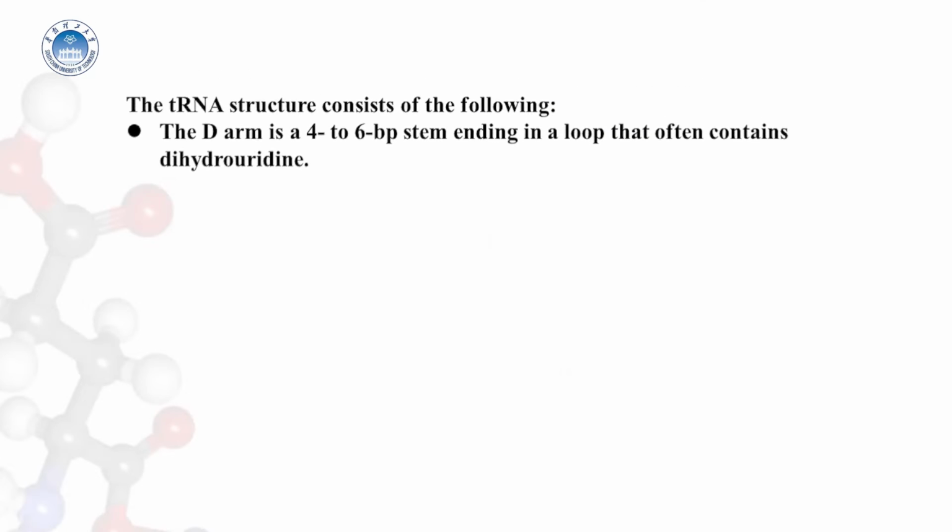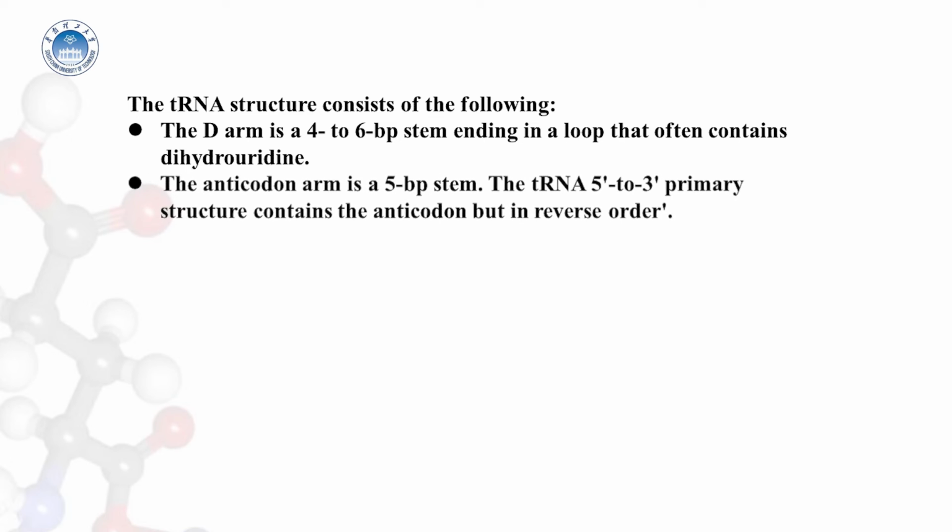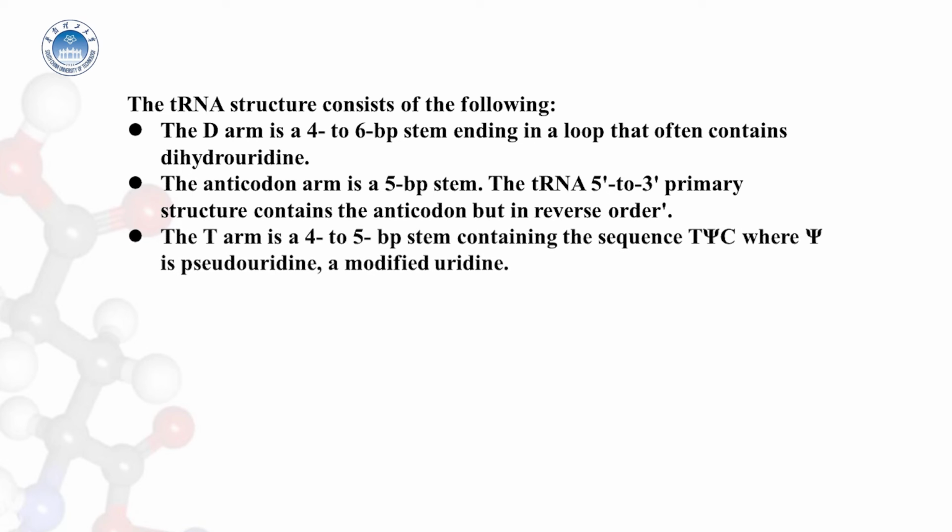The D-arm is a 4 to 6 base pair stem ending in a loop that often contains dihydrouridine. The anticodon arm is a 5 base pair stem. The tRNA 5' to 3' structure contains the anticodon but in reverse order. The T-arm is a 4 to 5 base pair stem containing the sequence with pseudouridine, a modified uridine.